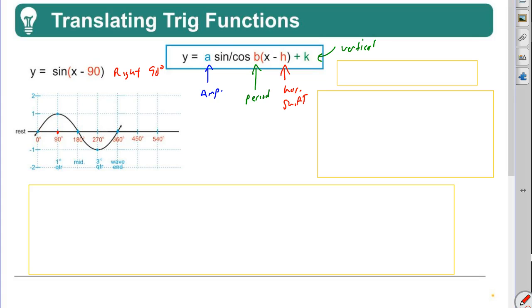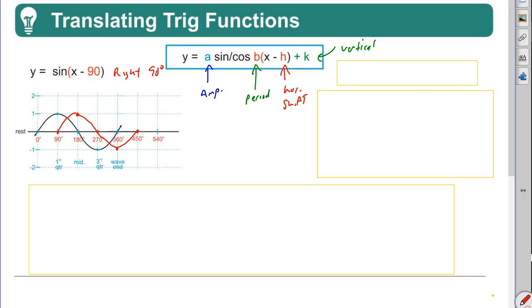And again, if you learn the pattern, at the first quarter, we're at a max. At the second quarter, we're back to rest. At the third quarter, we're at a min. And at the fourth quarter, we're back up to rest. Here's the graph of y equals sine quantity x minus 90. All right, and there's your sine wave.